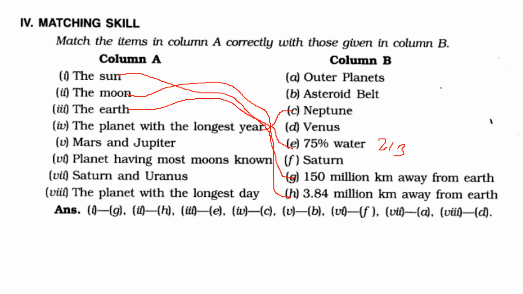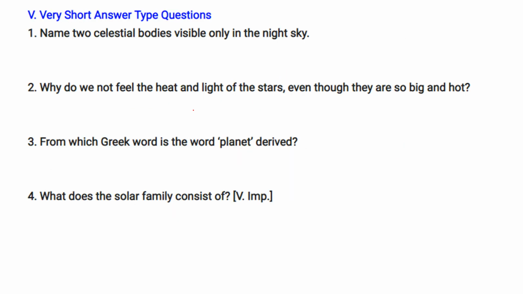is Neptune. Mars and Jupiter have the asteroid belt between them, where asteroids are found. The planets having the most moons known are Saturn and Uranus. These are outer planets. The planet with the longest day is nothing but Venus.